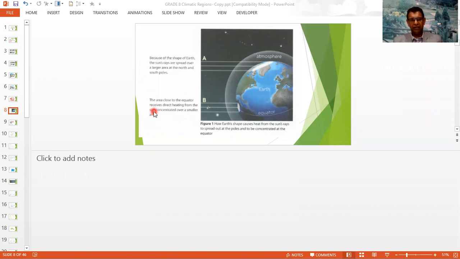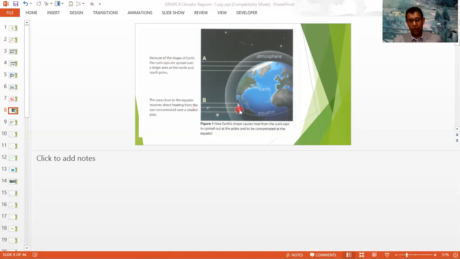One, the sun strikes the equator almost directly, covering a smaller area. Note the area covered. The sun strikes the polar areas almost obliquely, and there's your angle there. So the sun is striking the equator directly, covering a smaller area.